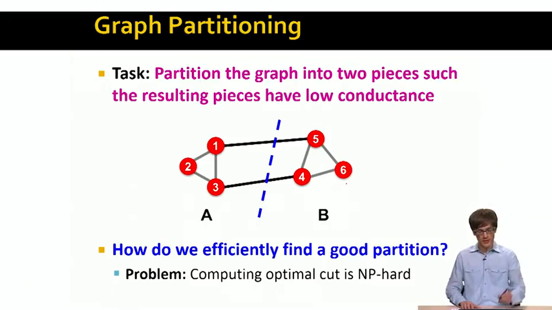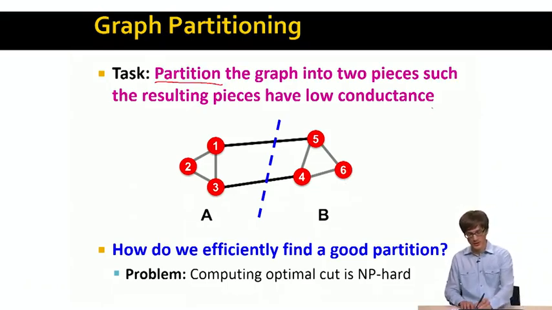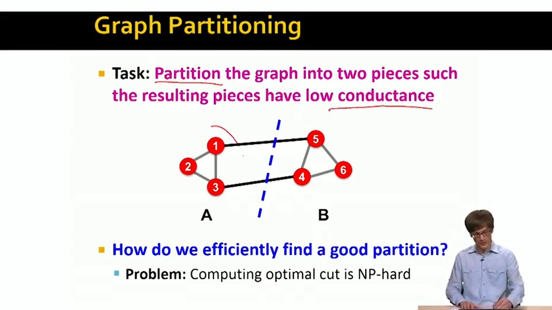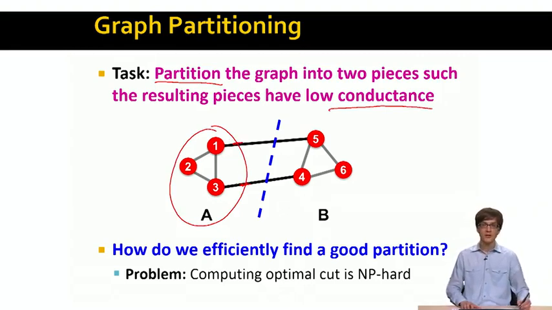We will define the problem as wanting to partition the graph into two pieces such that the resulting pieces have low conductance. We have already defined the notion of conductance, which intuitively can be thought of as, for a given set of nodes, asking how many edges are pointing outside this set of nodes and how many edges are inside the set. In this particular case, one good bisection of the graph would be the blue line here.